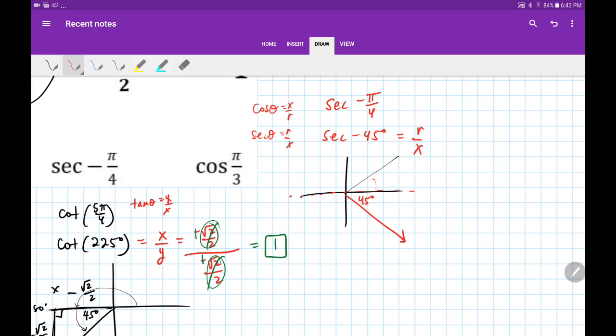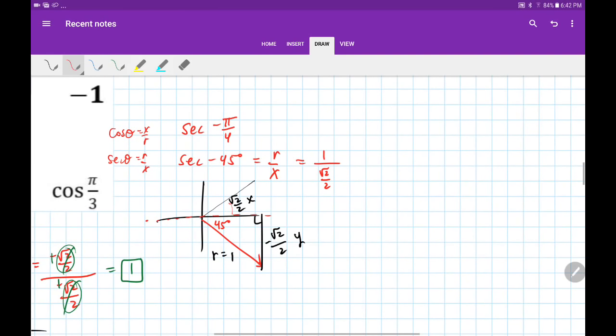Label your 45 degrees and drop the perpendicular. Here we go. This is root 2 over 2. This is negative root 2 over 2, x, y, and our r is equal to 1. So if my formula says to find r over x, that means I'm going to do 1 over, and my x is root 2 over 2.